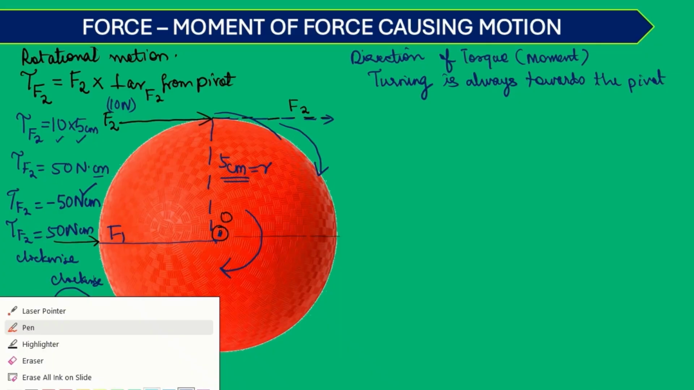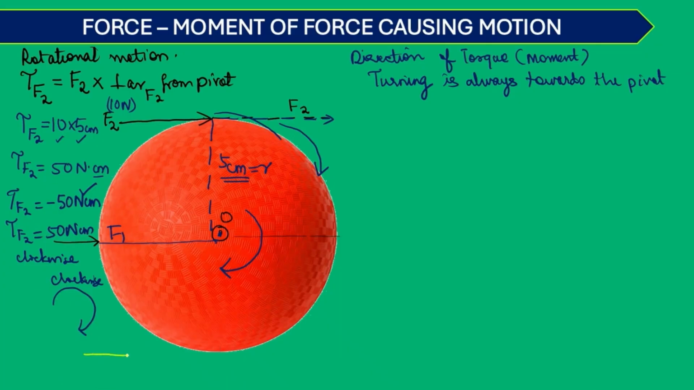Now let us look at another force, F3, of the same magnitude. F3 is also not along the line of the pivot. The perpendicular distance of F3 from the pivot is how much? It is also 5 centimeter. But this F3 is going to cause a different direction of motion. F3 is also going to go towards the pivot. So when it is going towards the pivot, what is the direction that we have? This is against the clock. So this is counterclockwise, or we say anti-clockwise. So this motion is also anti-clockwise.